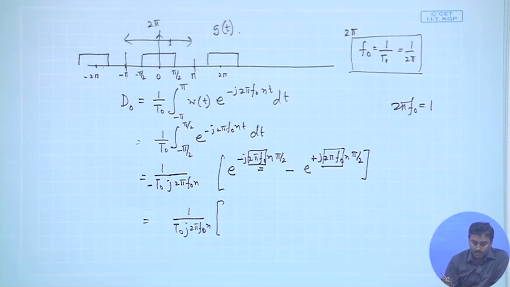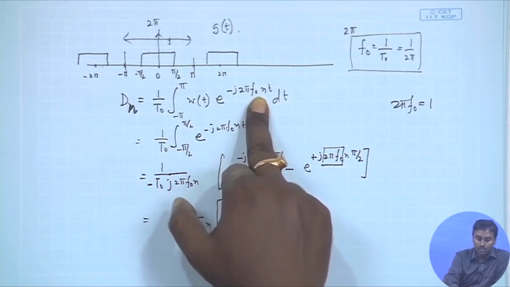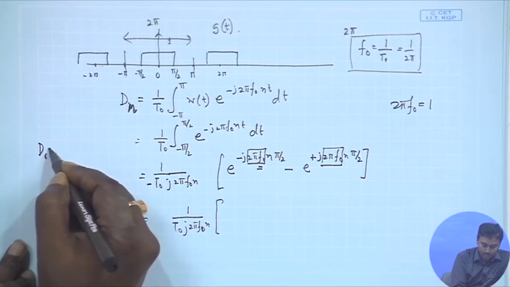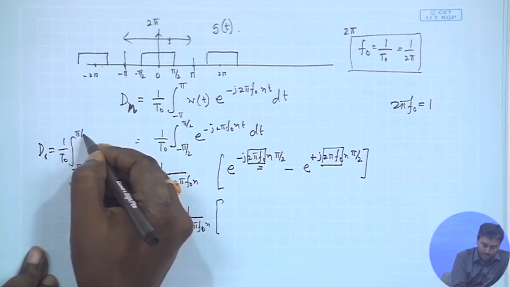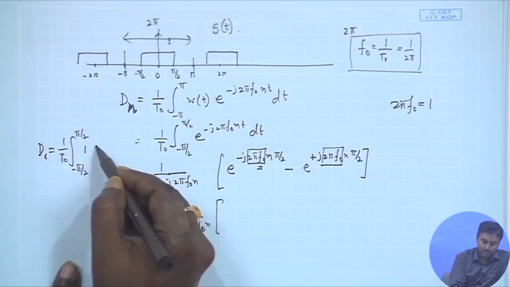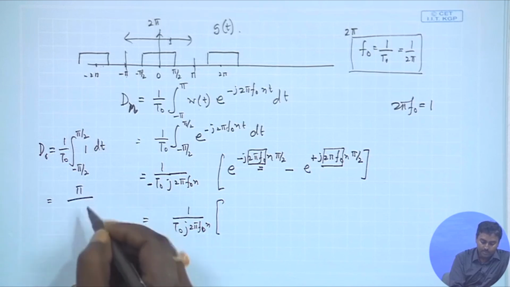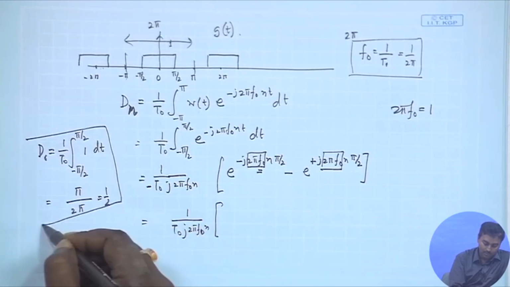Wait a second, what do I do? Oh, I am evaluating Dn actually, because D0 should be already n equal to 0. So it becomes just 1. So if I just evaluate D0, it should be again 1 by T0, integration from minus pi by 2 to plus pi by 2 only defined, and g(t) becomes 1, that is all right, but this becomes 1 already. So it should be 1 dt. Okay. So this becomes pi divided by T0, which is 2 pi. So this becomes half. So D0 is half already.